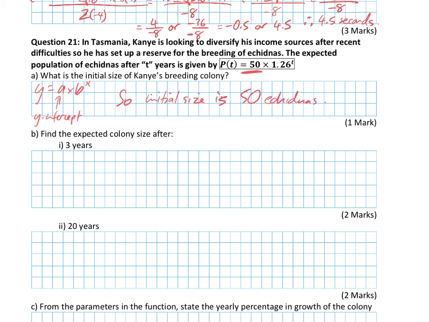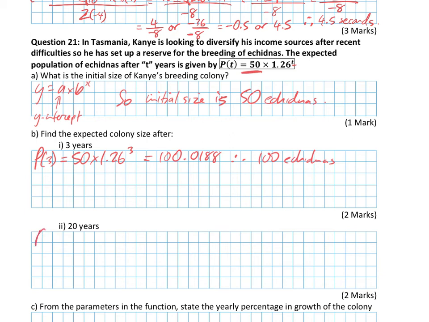Find the expected colony size after 3 years. So the power t represents the amount of time. So this is just asking us to find the population when t is 3. So 50 times by 1.26 to the power of 3. 1.26 to the power of 3 is 2.000376. Times that by 50. We're going to have 100.0188. We can't have part echidnas, therefore 100 echidnas after 3 years.